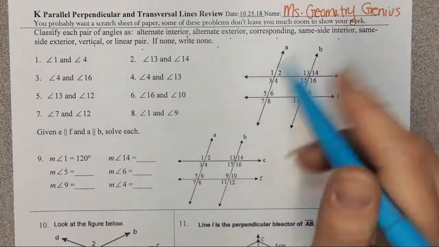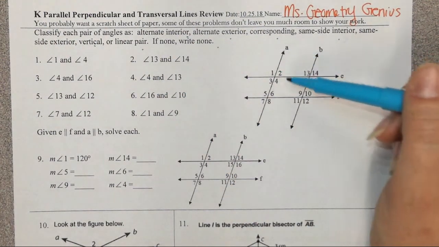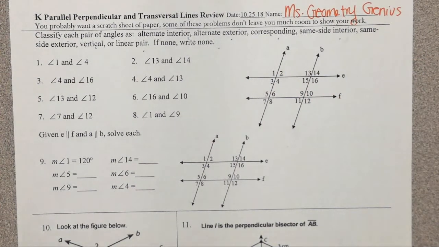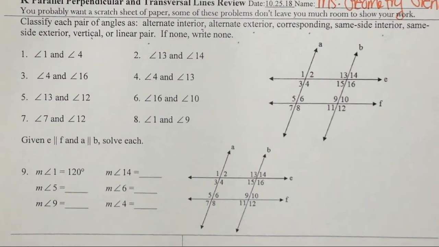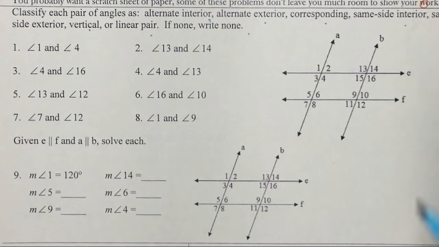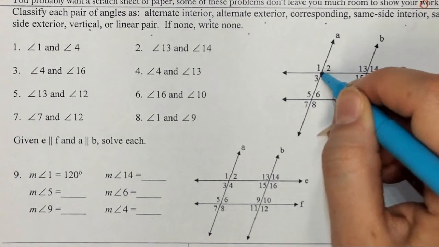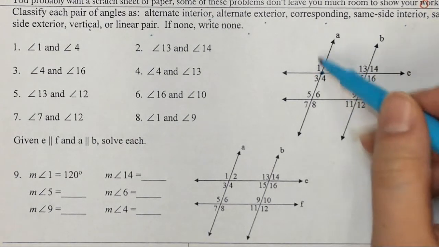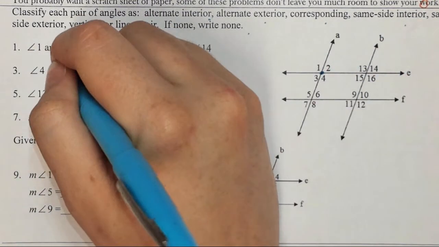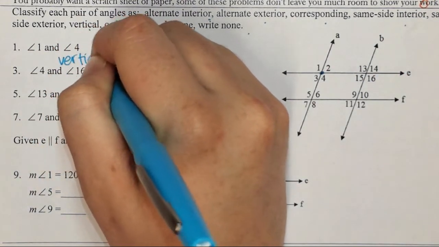Okay, so the first one is asking us to compare 1 and 4. So these angles, let me zoom in a little bit. Okay, they're close to each other, they share a vertex, and they're opposite each other. So that means that these are vertical angles.